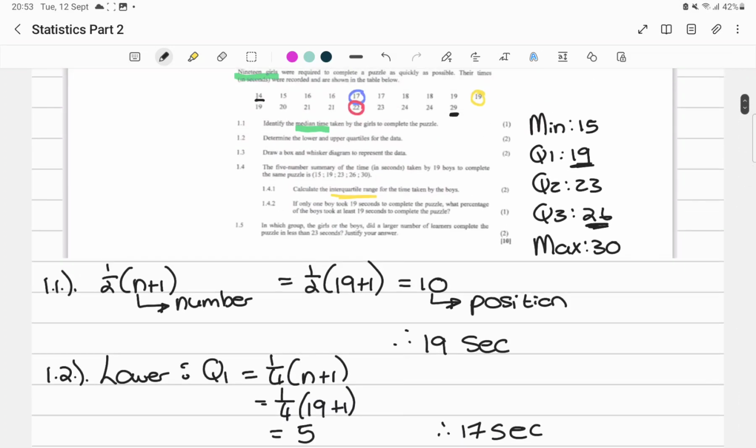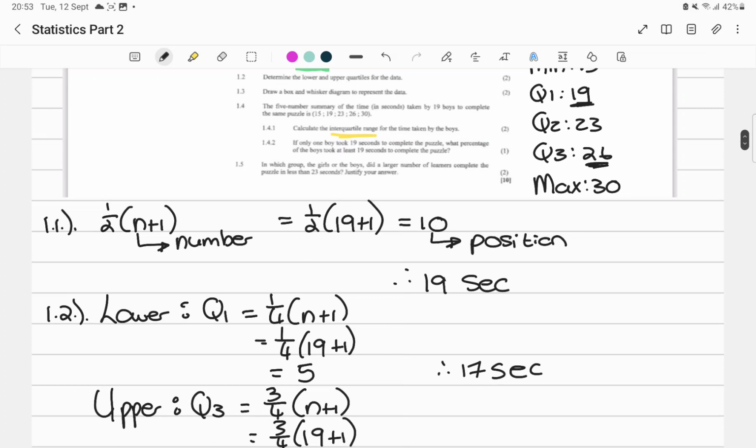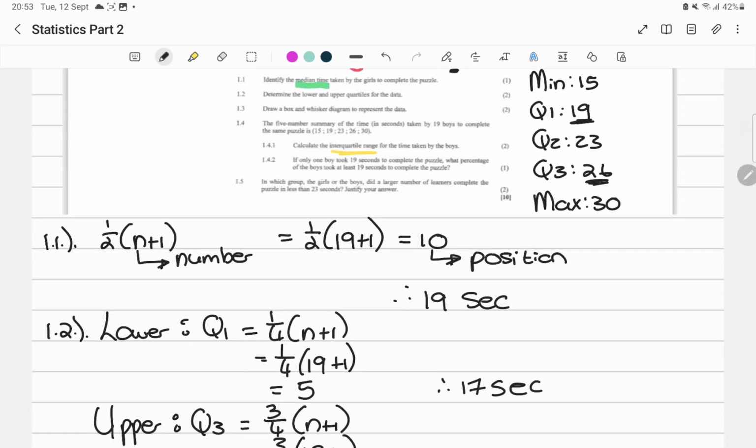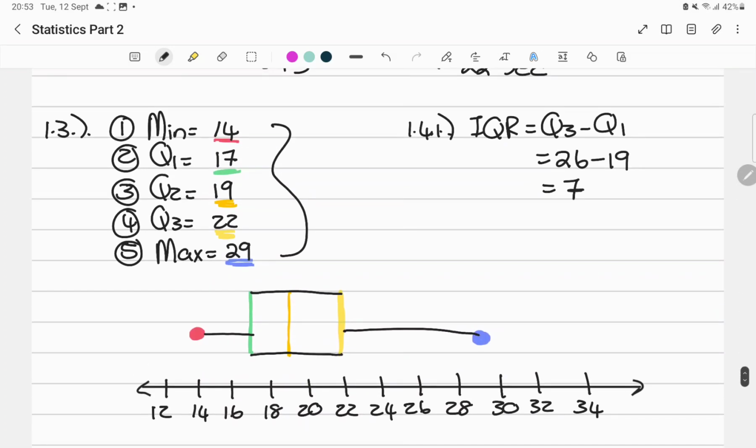And then in question 1.4.2, they say, if only one boy took 19 seconds to complete the puzzle, what percentage of boys took at least 19 seconds to complete it? Alright, so how many boys took part? Okay, 19 boys. And they tell you that only one boy took 19 seconds. What percentage would that be? If you want to calculate it, you can just say it's 1 divided by the 19 boys times 100, and that will give me 19%.